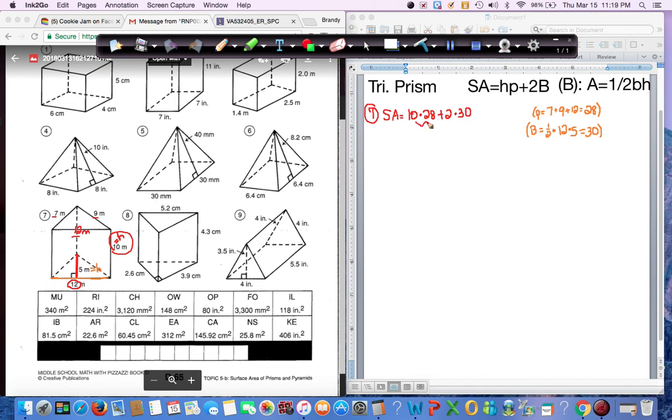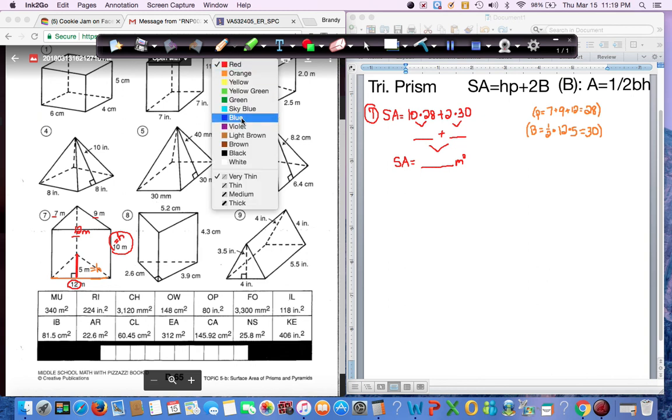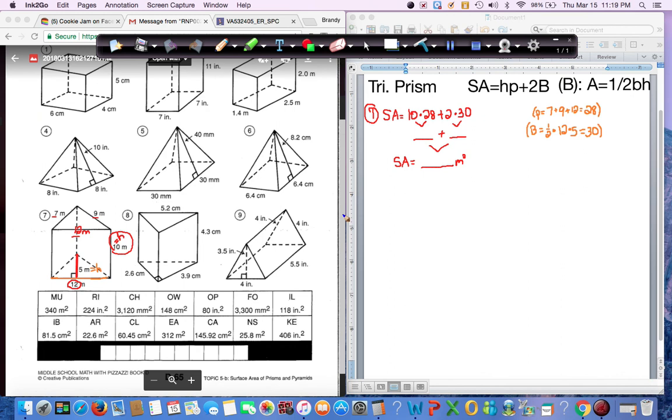You multiply each one separately, just like we did when we were doing the others. And then you add those two pieces. So again, 10 times 28 are all of your rectangles. 2 times 30 is your triangles. So those are all the pieces of the prism, the triangular prism. And that's your surface area. And in this case it's meters, so it's going to be meters squared. Alright, let's go to blue, and we'll do number 8.